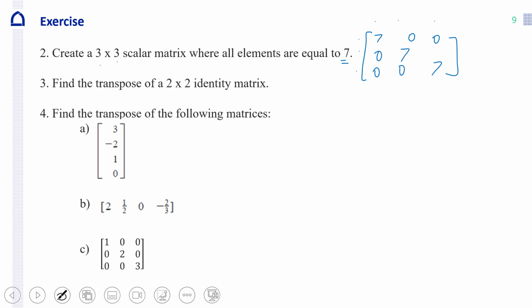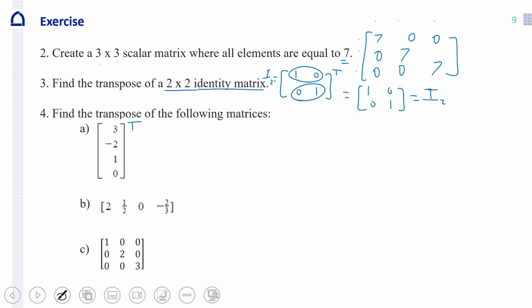Now, find the transpose of a 2 by 2 identity matrix. The identity matrix 2 by 2 is exactly 1, 0, 0, 1. If I would like to take the transpose, I make the first row my first column, and the second row my second column. So the transpose of I2 is exactly I2. So when you take the transpose of the identity matrix, you get the identity matrix of the same size.